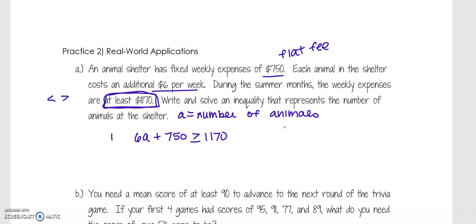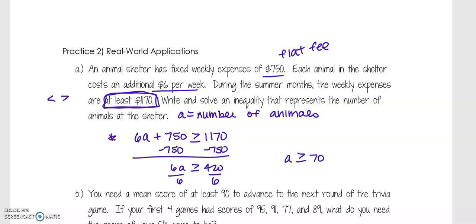Here's our answer to the inequality, and then we've got to solve. So I'll subtract 750 from both sides. Divide by 6. And we get A has to be greater than or equal to 70. So what that means is that there are at least, so use that same phrase, 70 animals at the shelter.